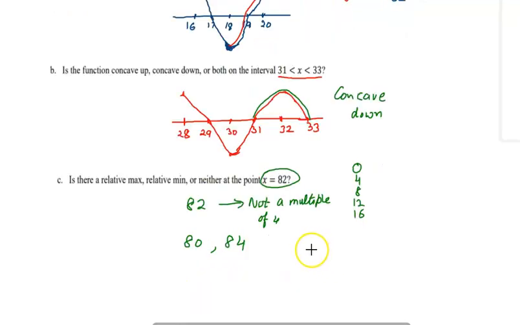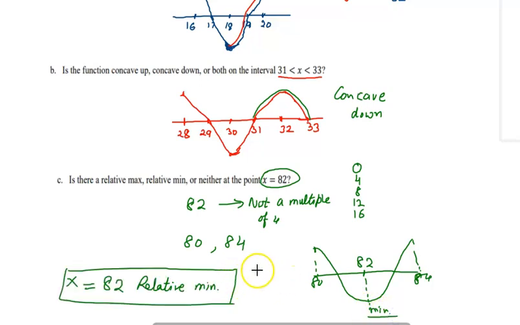And if we draw the cycle from 80 to 84, it would be like this. This is the maximum value at 80. This is the next maximum value at 84. And this is the midway between 80 and 84, which is 82. So 82 is going to be the minimum value, relative minimum value. So here we conclude that 80 and 84 are the relative maximum values because those are multiples of 4, but 82 would be a relative minimum.